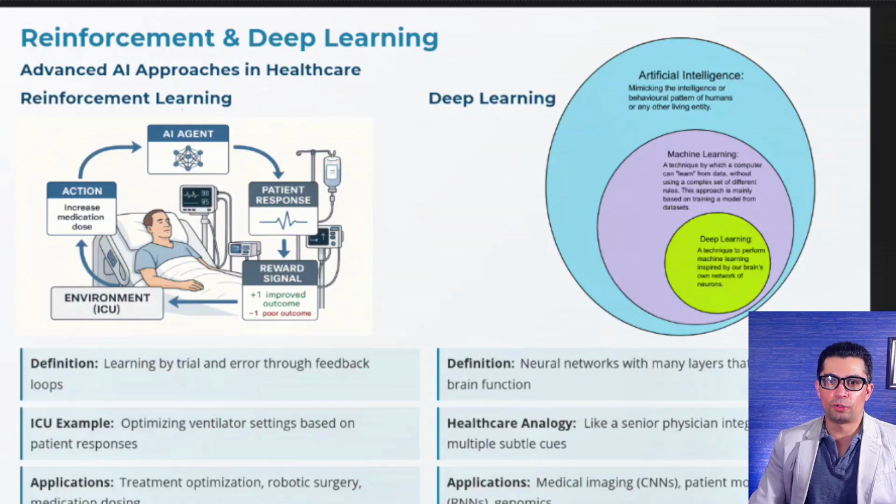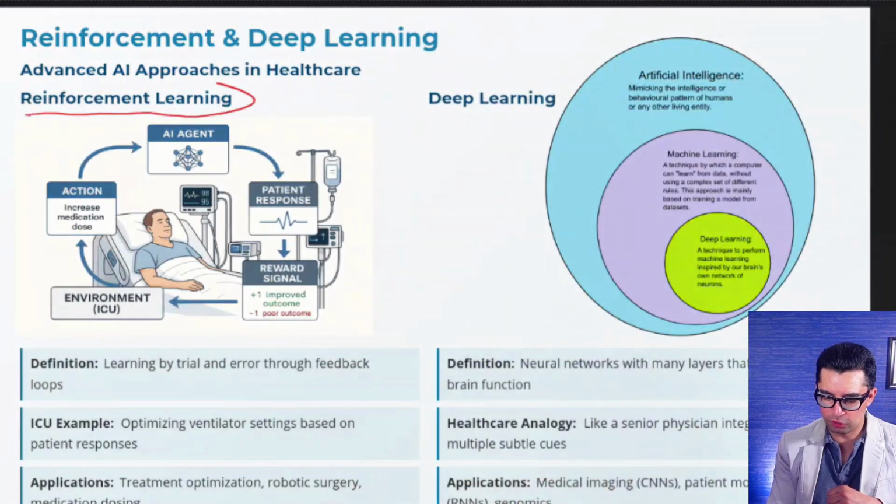Now we are going to explore reinforcement learning and deep learning. These are two advanced AI approaches that are pushing the boundaries of what is possible in healthcare. These represent the cutting edge of artificial intelligence applications in the medical setting. As we discussed before, reinforcement learning learns by trial and error through feedback loops.